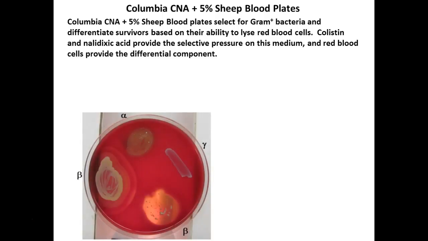The Columbia CNA plates, the CNA stands for what? Colistin and nalidixic acid. Who's that going to kill? It's a selective agent, right? What do antibiotics kill? Bacteria, right? In this case, though, a particular group of bacteria, gram negatives. Gram negatives die, right? So you only got growth on this plate if you had a gram positive, because only yours was going to grow.